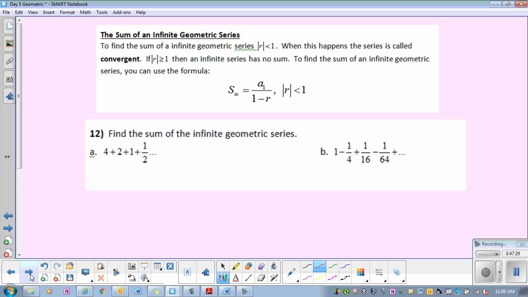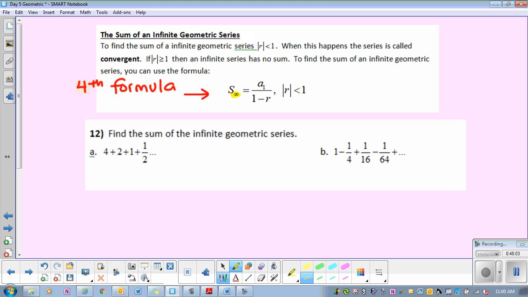Alright, so then let's look at the next one. So the next one is finding the sum of an infinite geometric series. Okay? Infinite. So this time I'm going to use the fourth formula. And when do I use this? When they say infinite, because look, it has S, the sum with a little infinity. That's how I know I need to use this if I see the sum of an infinite, okay?